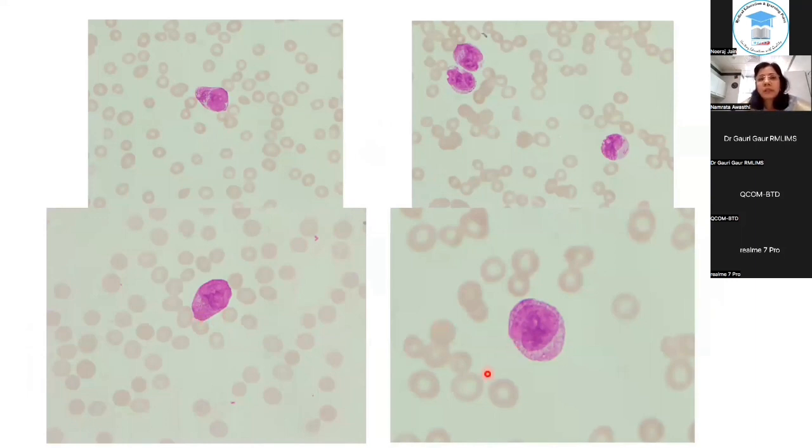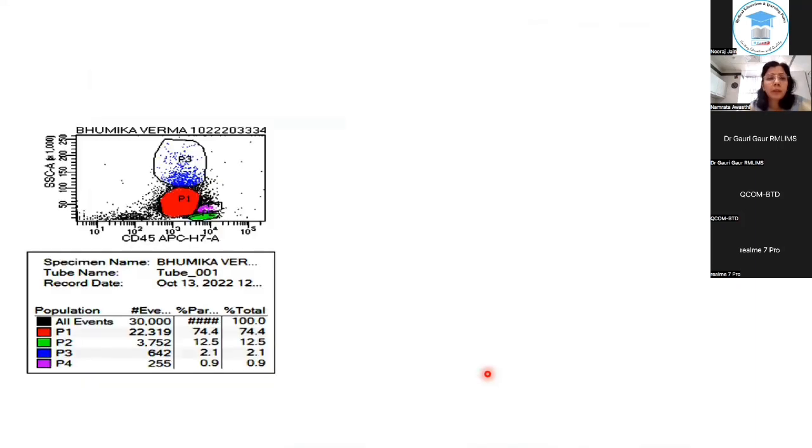So although the morphology is very characteristic, sometimes we say that flow is not required for APML, but because we are starting with ATRA, it is very important to identify APMLs because we have a specific therapy for it, and the patients can be practically cured, and also because the patients can go into DIC and we can lose the patient. So PML-RARA by PCR or by FISH will take some time, and flow will give us enough clues that it is actually an APML.